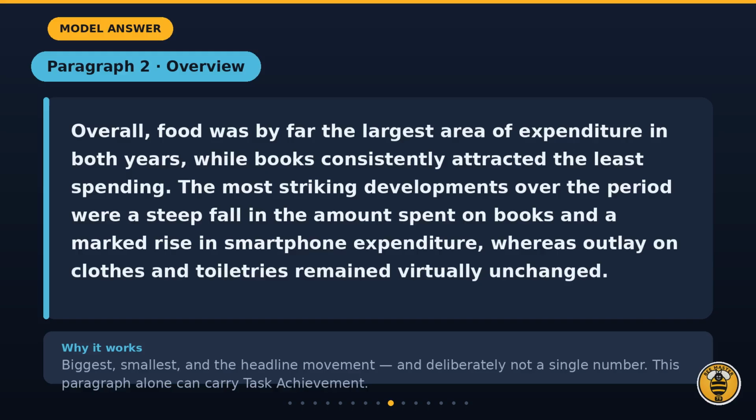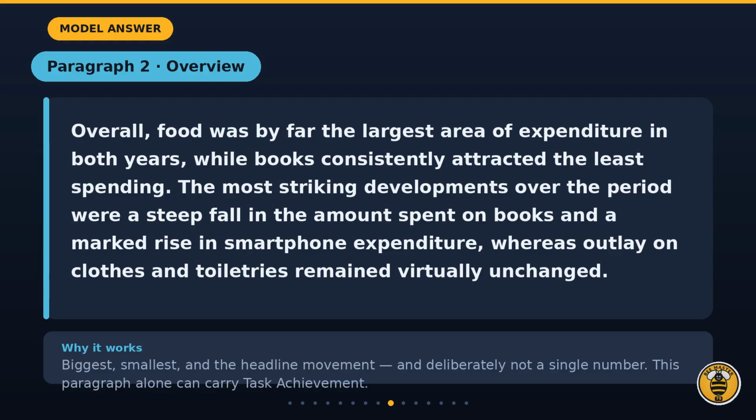Paragraph 2, the overview. Overall, food was by far the largest area of expenditure in both years, while books consistently attracted the least spending. The most striking developments over the period were a steep fall in the amount spent on books and a marked rise in smartphone expenditure, whereas outlay on clothes and toiletries remained virtually unchanged. Notice not one figure in the entire paragraph. That is deliberate.